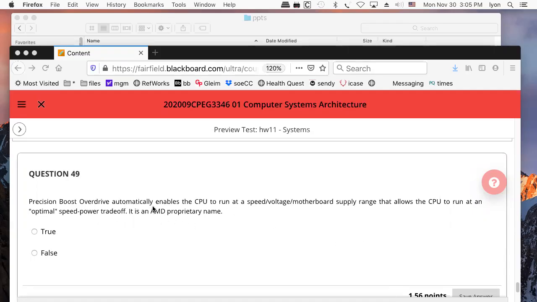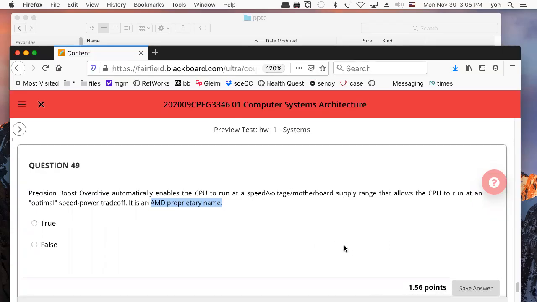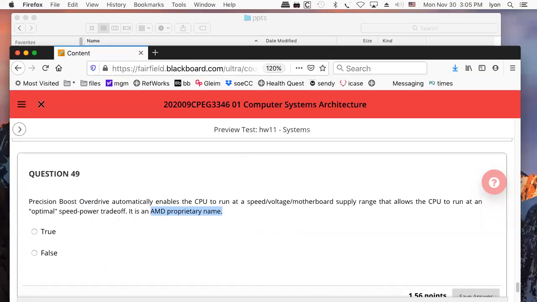Precision boost overdrive automatically enables. You know, I gotta say, this sounds more like marketing than anything. It automatically enables the CPU to run at speed and voltage motherboard supply ranges that allow the CPU to run at an optimal speed power trade-off. It's an AMD proprietary name, so that is marketing, pure and simple. And that is true. So what are we doing? We're throttling down the CPU by reducing the speed and the actual voltages. And this will save us some power and maybe some heat.